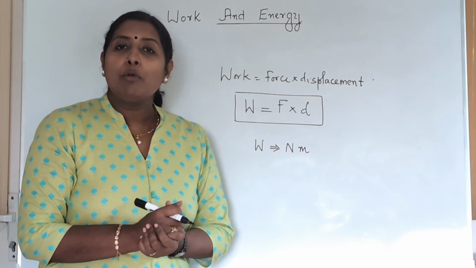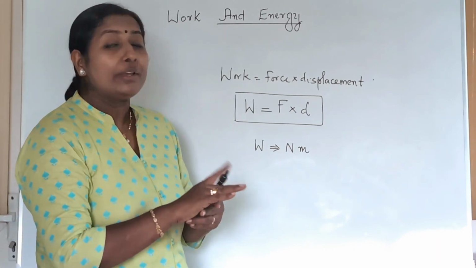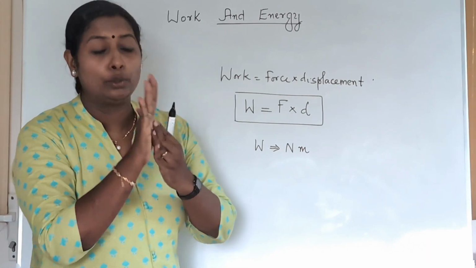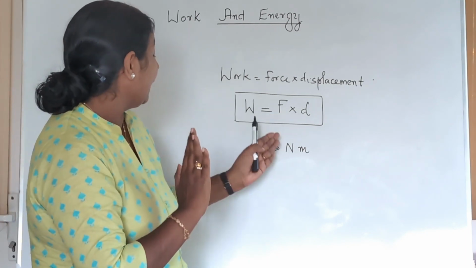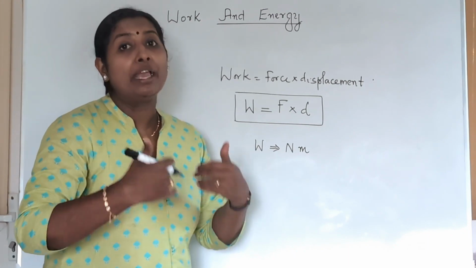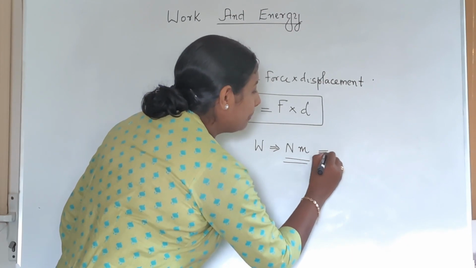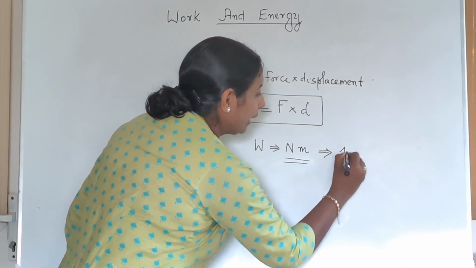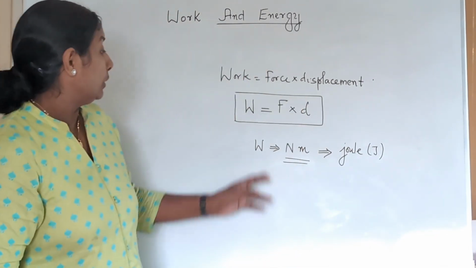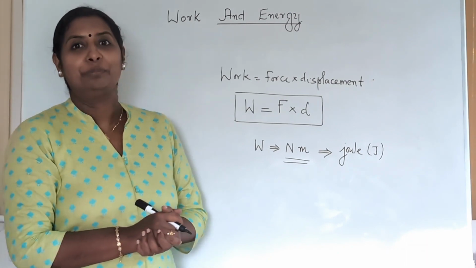When we do work, actually we are spending some energy. For example, we can just rub our hands. We are doing work. Heat is produced. So, the unit of work is Newton meter. It can be the unit of energy too. This Newton meter can be replaced by another unit which we call joule. This unit is given to work in order to honor the great scientist James Prescott Joule.